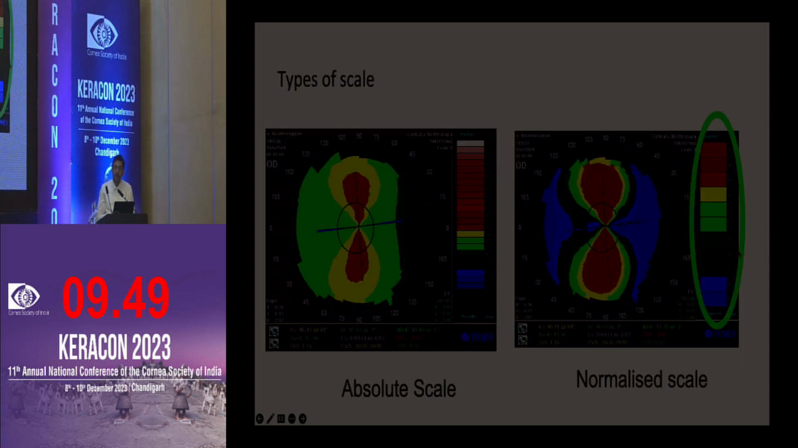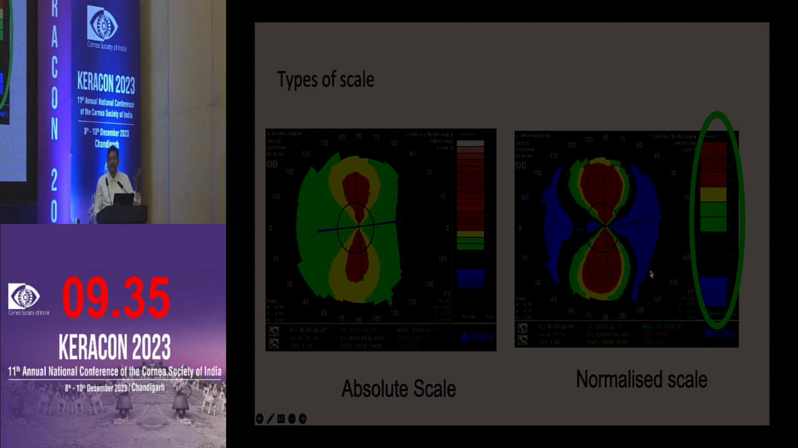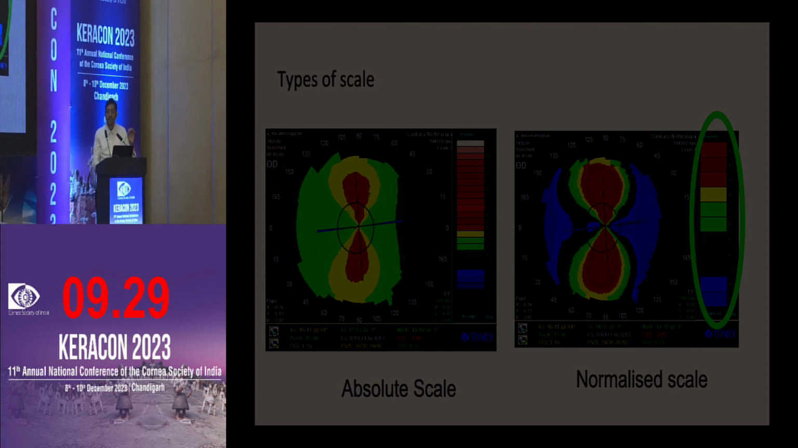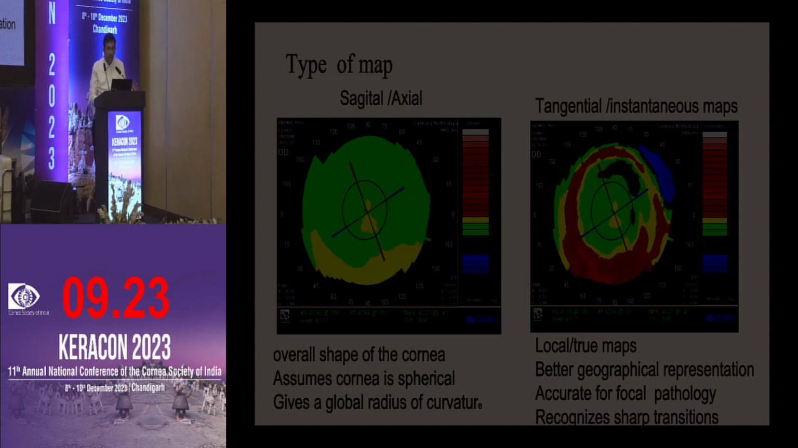Again, you can call it an absolute scale when you're starting off from, say, 9 to 101 as far as the TMS is concerned, and a normalized scale where you are customizing these values to the patient's cornea. So the picture on the right seems, when you look at it without looking at the numbers, to be a very steep cornea, but actually it's a normal cornea. So always have a look at where your color codes are and what it represents in that particular printout that you have in your hand.